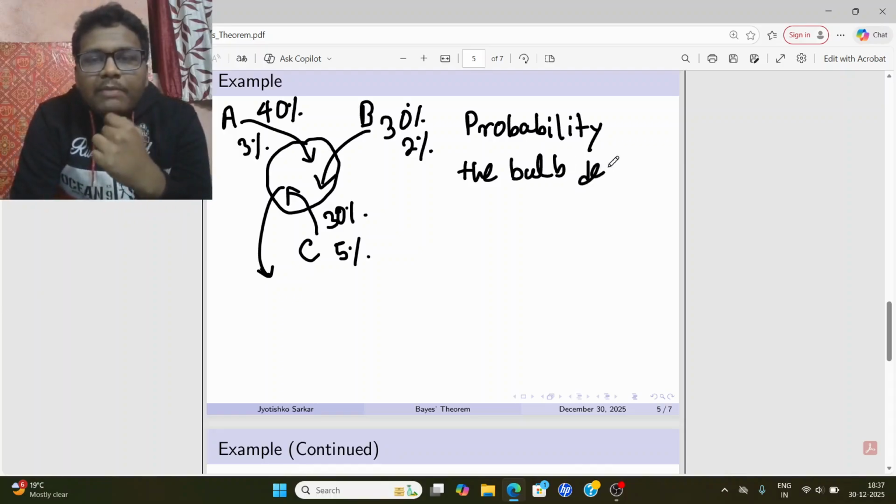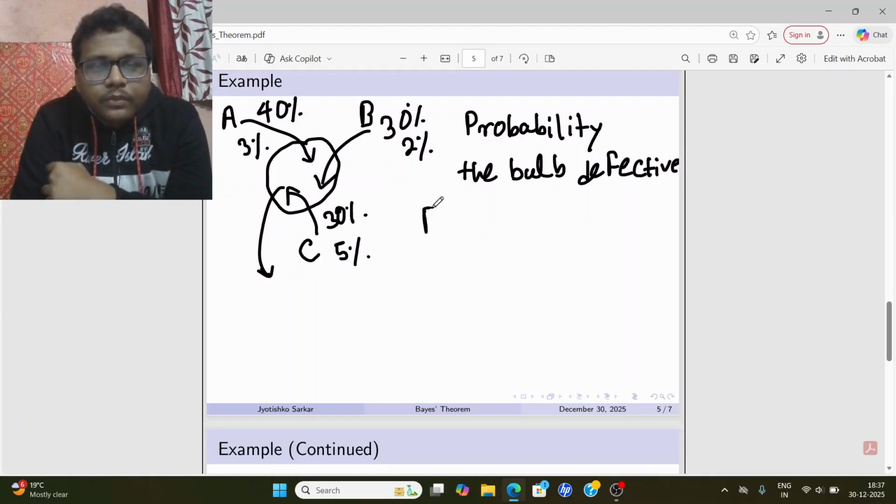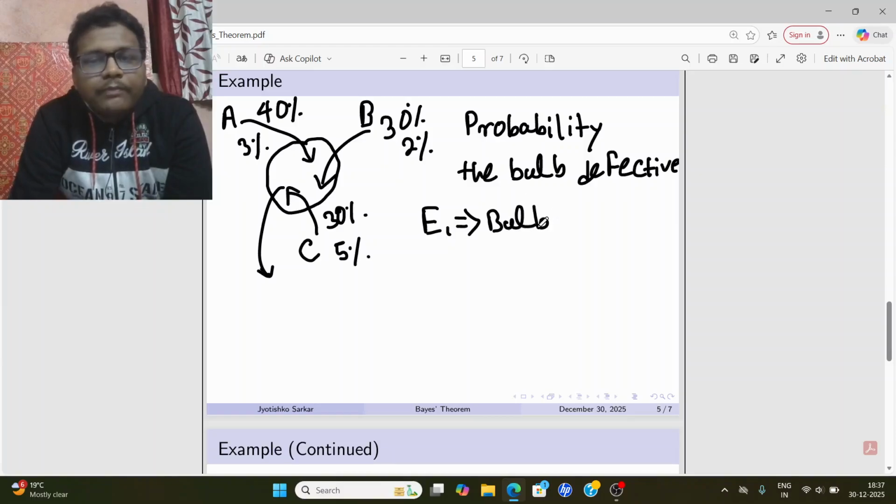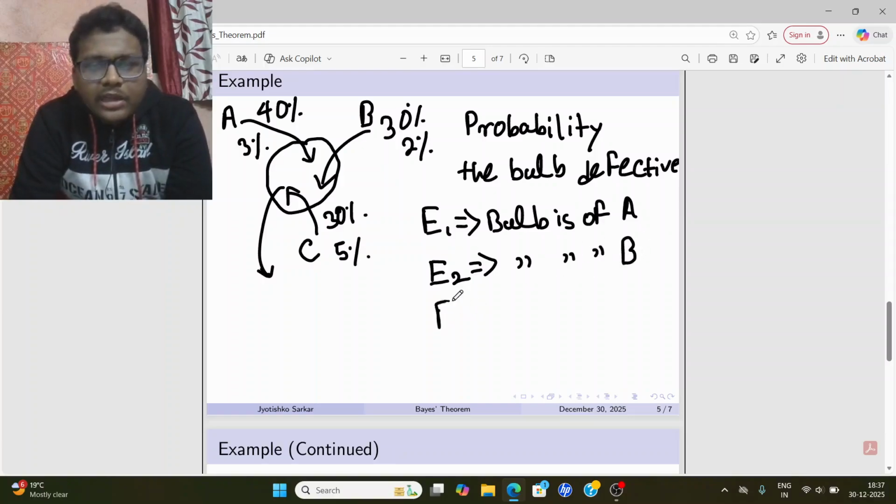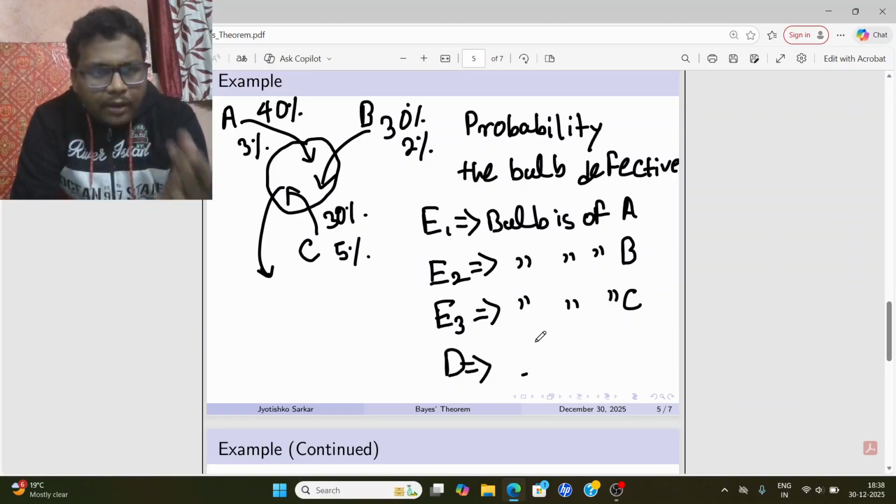Suppose I am assuming this as event E1, which denotes that the bulb is from factory A. I am writing in short. And the event E2 denotes the event that the bulb chosen is from factory B. And E3 denotes the event that the picked bulb is from factory C. And I am denoting the event D as that the picked bulb is defective.